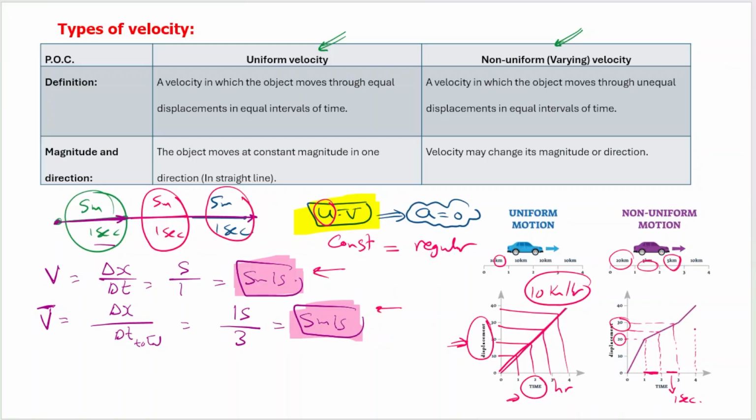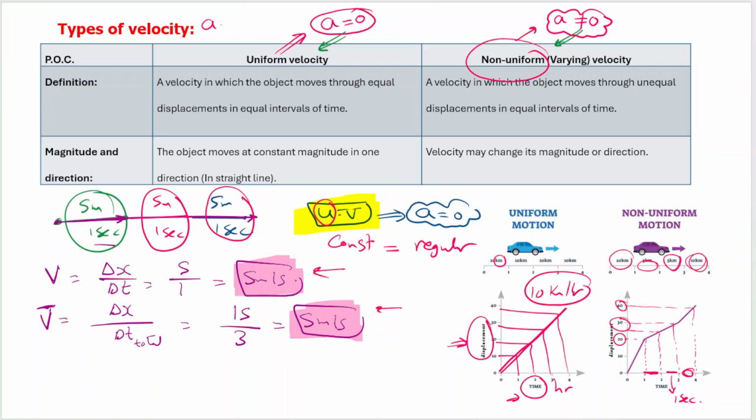What is the total displacement after 4 seconds? It's 40. But during the 4th second, this object covered only 10 kilometers. So as you can see, the time is constant, but the magnitude of displacement is variable. So this object is moving with non-uniform velocity. When the object is moving with non-uniform velocity, its acceleration is not equal to 0. This object will have an acceleration. But when the object is moving with uniform velocity, its acceleration will be 0 because there is no change in its velocity. The velocity is constant, so there is no change.